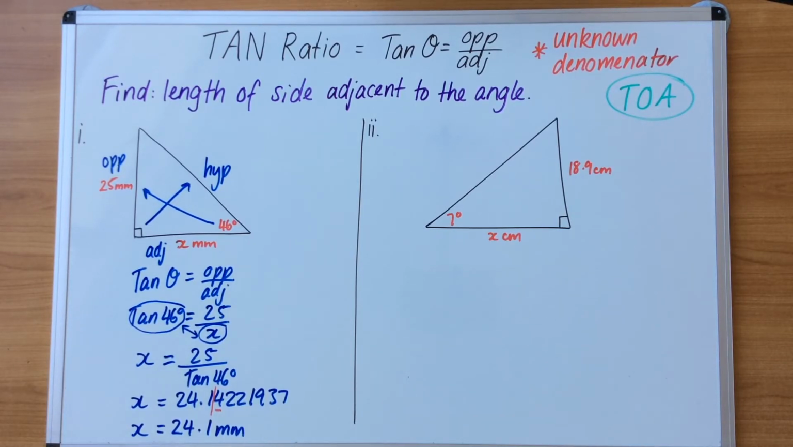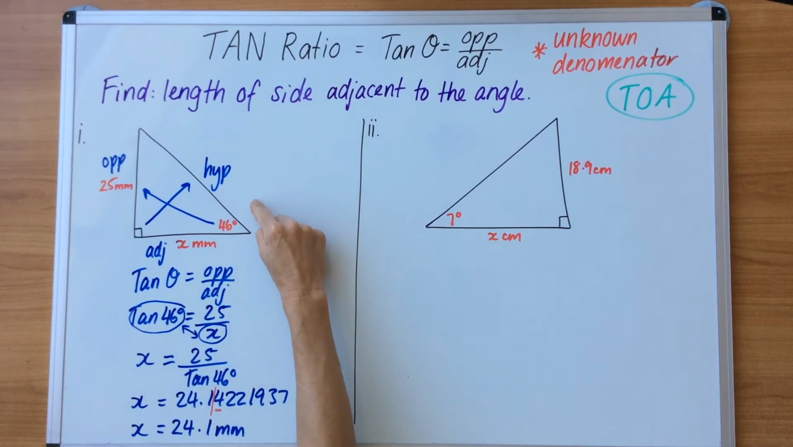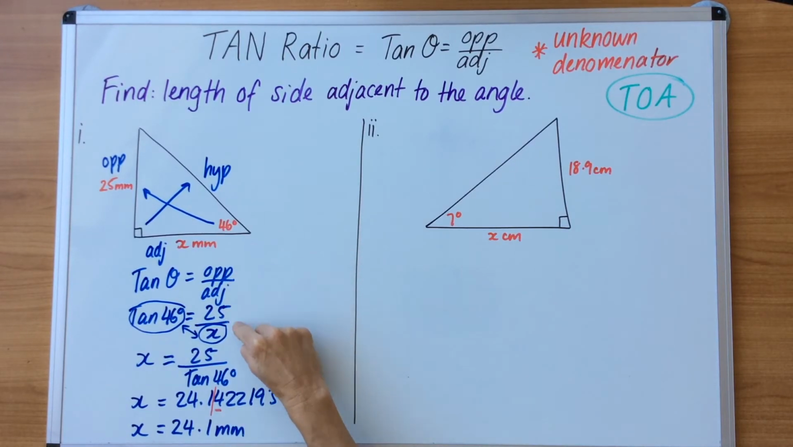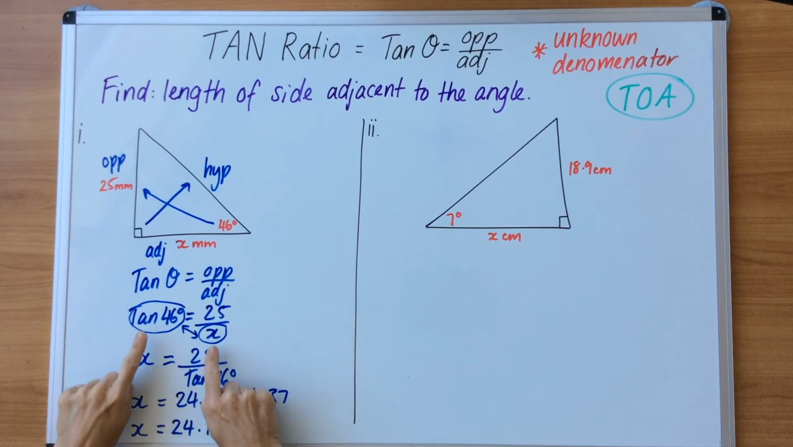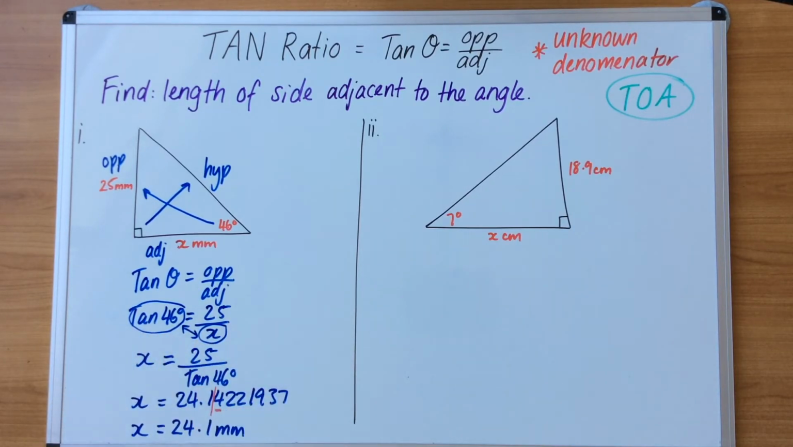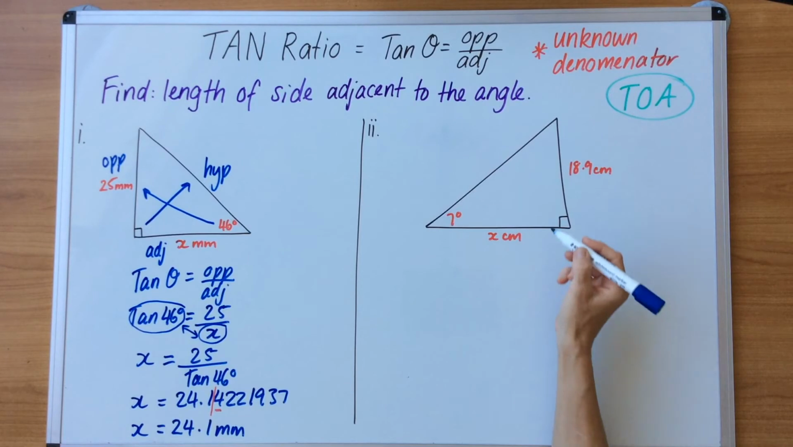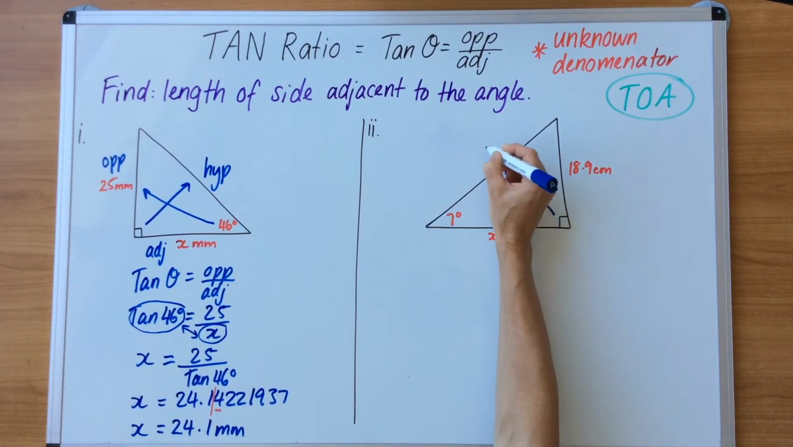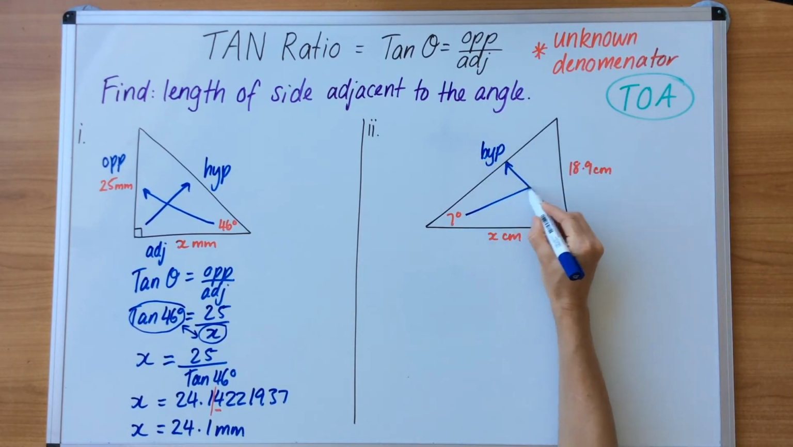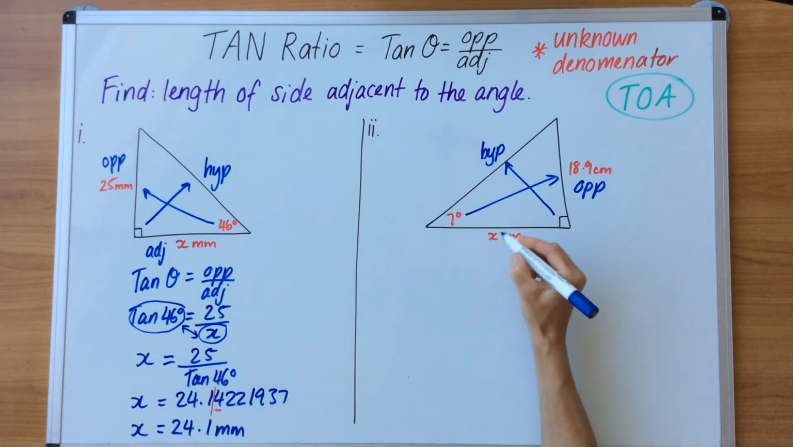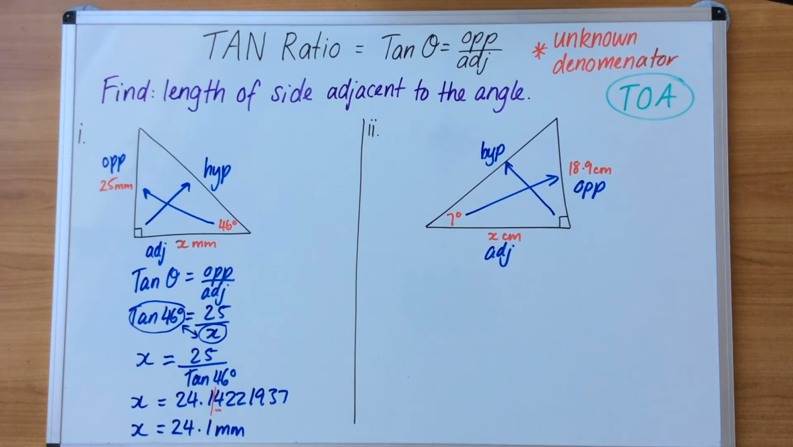So I'll quickly go through this. Label, write the rule, substitute in. We're going to swap the x and the tan 46 around, calculate, get your answer, round if necessary, and write the final answer with the units. Let's look at the one on the right hand side here. Exactly the same process. Labelling first. Hypotenuse, opposite, and adjacent. First of all, we write the rule.